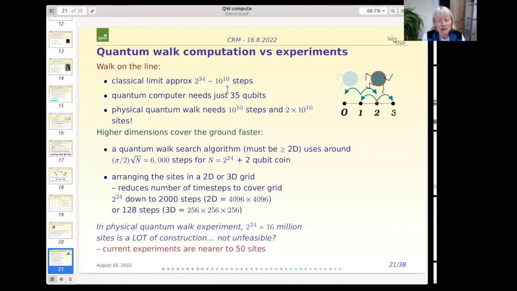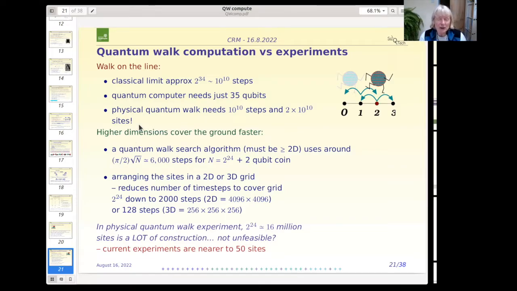Just on a laptop, you can easily do, say, 10 to the 8 or something like that. A quantum computer doing this would need just 35 qubits. So the 34 here is the number of qubits you need to represent numbers that big in a quantum computer. And then one more because you need a coin if you're going to do it on a line. If you were going to build a physical quantum walk experiment, on a line, you'd need 2 times 10 to the 10 sites, which is crazy.